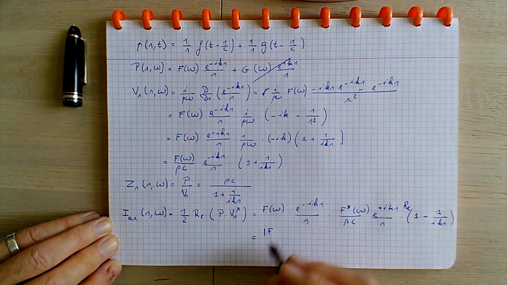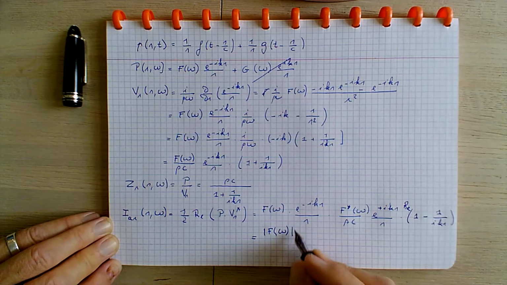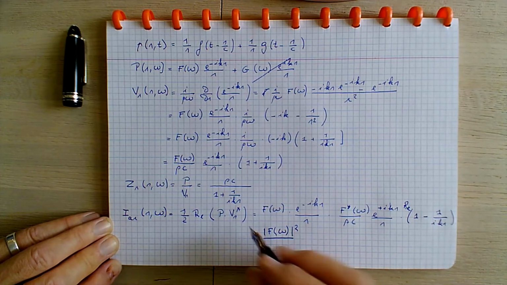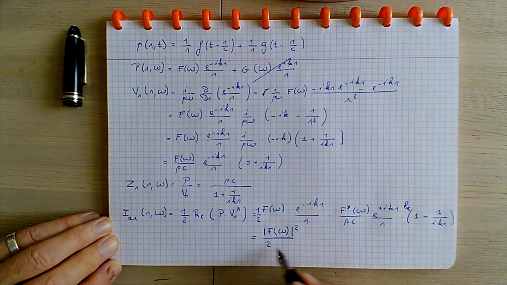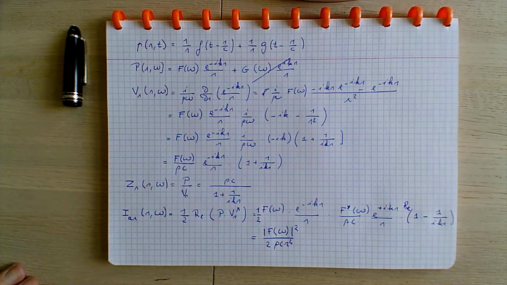So we take the real part, and therefore what remains for the intensity is the modulus of f times omega squared, divided by 2 rho c r squared, and that's the main difference. So how can we analyze this solution that we just obtained?